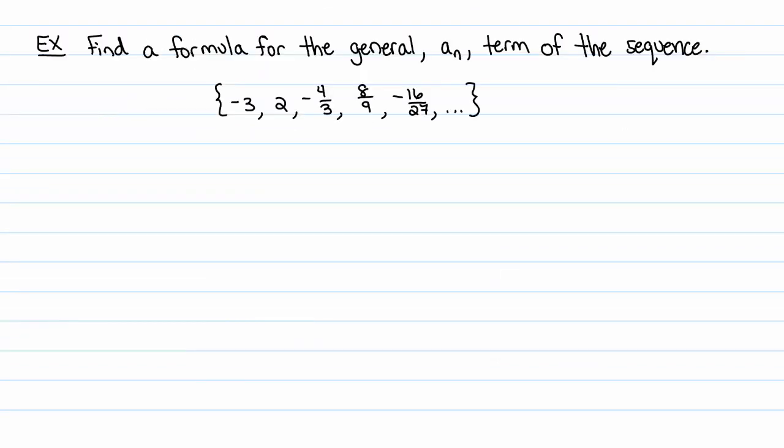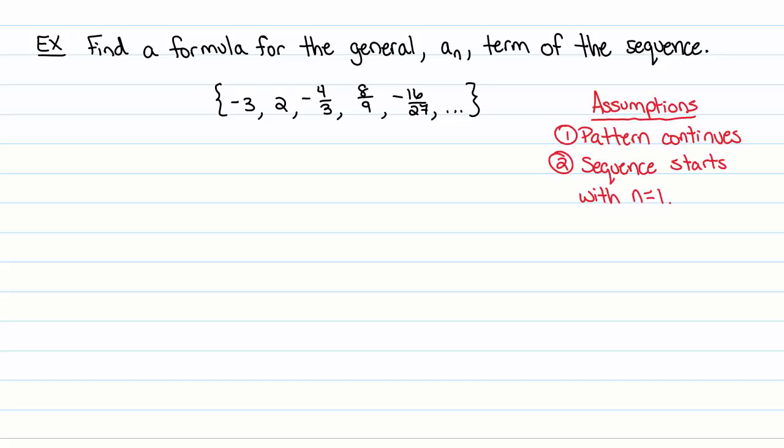In this example, we're asked to find a formula for the general term of the sequence. General term we usually just call a sub n. We will assume that this sequence defines a pattern. And also, we are going to assume that the sequence starts at an index of 1. And I think those are pretty fair assumptions. So let's go ahead and try to find a pattern here. One thing you should note is this is an alternating sequence. It goes from negative to positive to negative to positive.